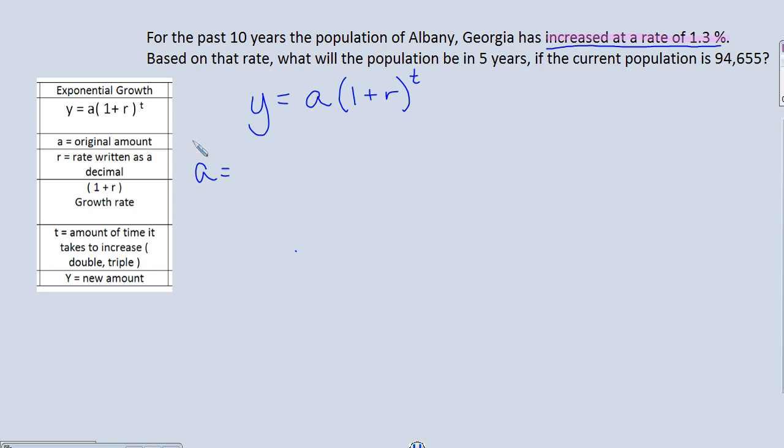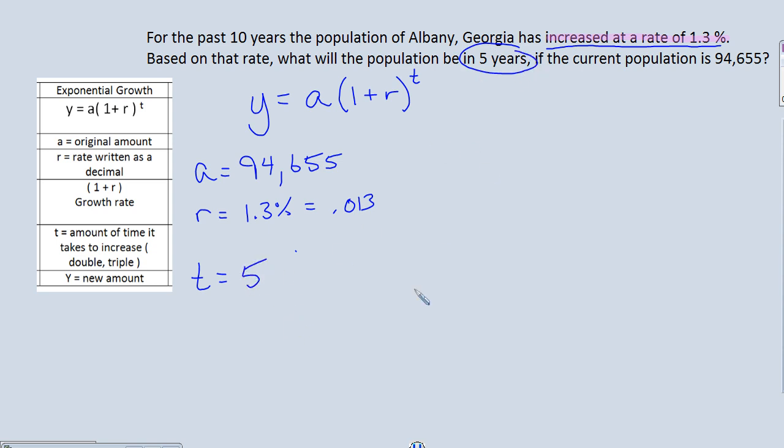That's the original amount. So we started in Dougherty County with 94,655 people. We have a rate. Well, it says 1.3%, so that's equal to 0.013. And therefore, from that, we can make our growth rate to be able to put into the formula. But really, the last thing we need to know is time. And luckily here, they gave it to us in years, so time is equal to 5.